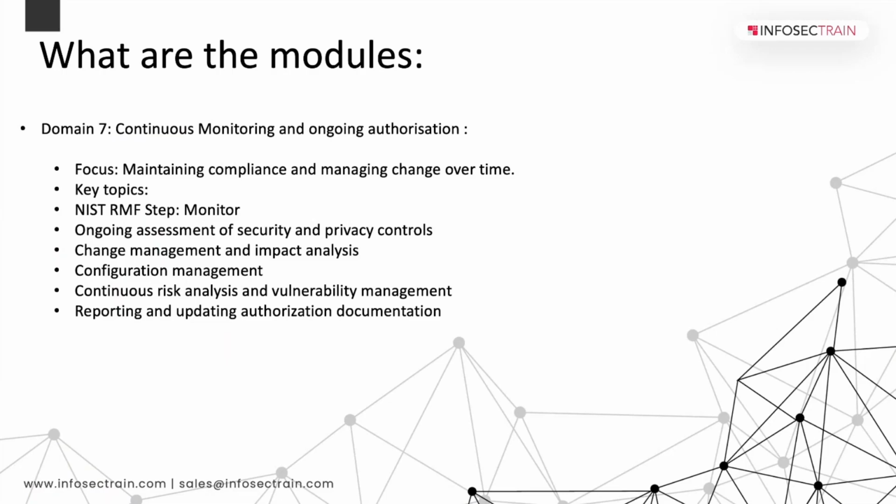So even a system which is implemented in the production environment, when we say a system is accredited, you have to identify whether the system is fully accredited or partially accredited. If the system is partially accredited, it means that you have to maintain the compliance and manage the change over time, which means you are monitoring the controls, whether whatever controls you have implemented are effective or not. So you need to conduct regular assessments of the security and privacy controls.